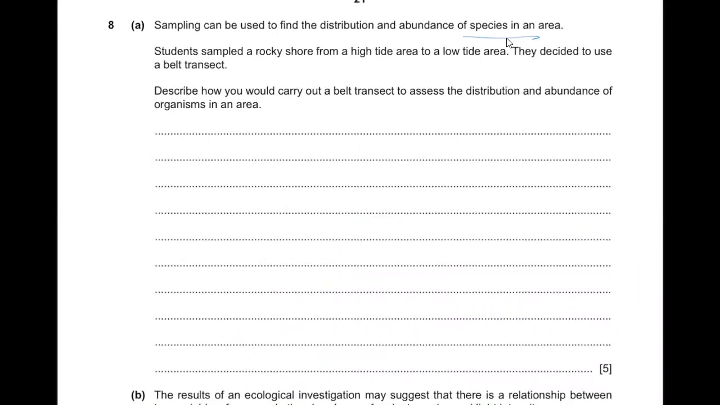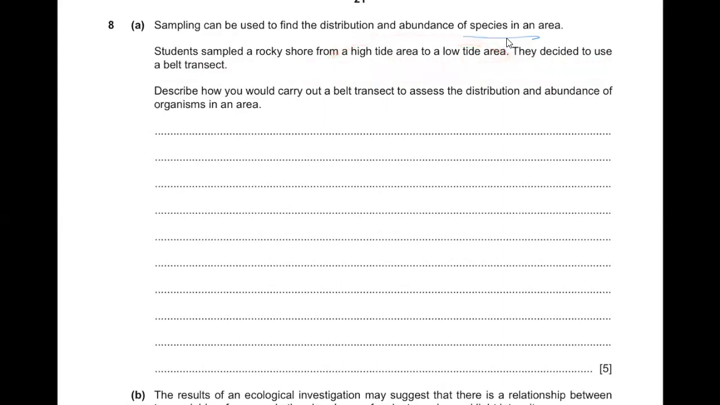They are saying that students sample a rocky shore from high tide areas to low tide areas. It means that the abiotic factor is not consistent and is changing. So if the abiotic factor is changing, you will have to carry out systematic sampling. You cannot carry out random sampling anymore. They decide to use a belt transect, so that must be an interrupted belt transect. So describe how you would carry out a belt transect to assess the distribution and abundance of organisms in the area from low tide to high tide.